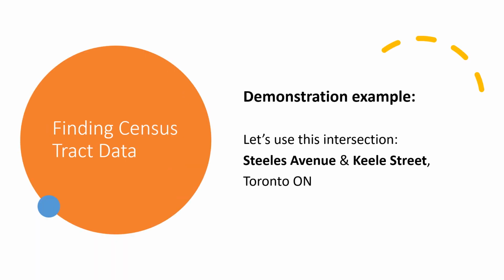Let's start with a demonstration on how to find your census tract number. One thing to note when we're looking for a census tract number is that your chosen intersection might have 2 or 3 census tracts, not just one. So you might need to just choose one of the census tracts that you think best represents your intersection. For this demonstration, our example intersection will be the Steeles Avenue and Keele Street intersection in Toronto.